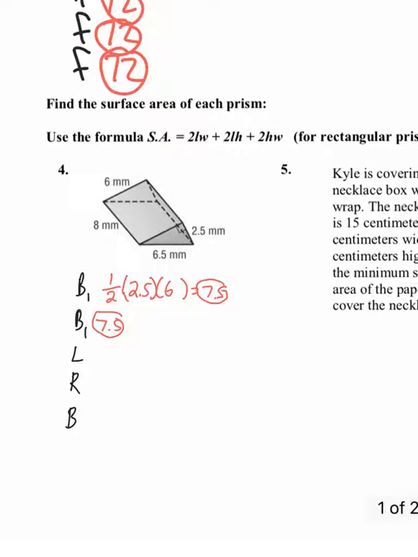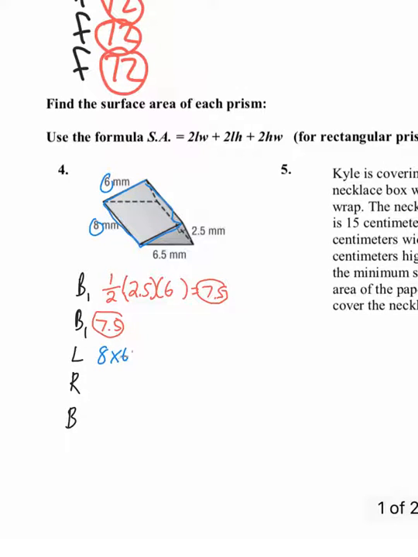Let me erase that junk so we can see it. So let's start with the left. That is going to be this rectangle right here. And it's just a rectangle, so we just have to do length times width. So my length is 8, my width is 6.